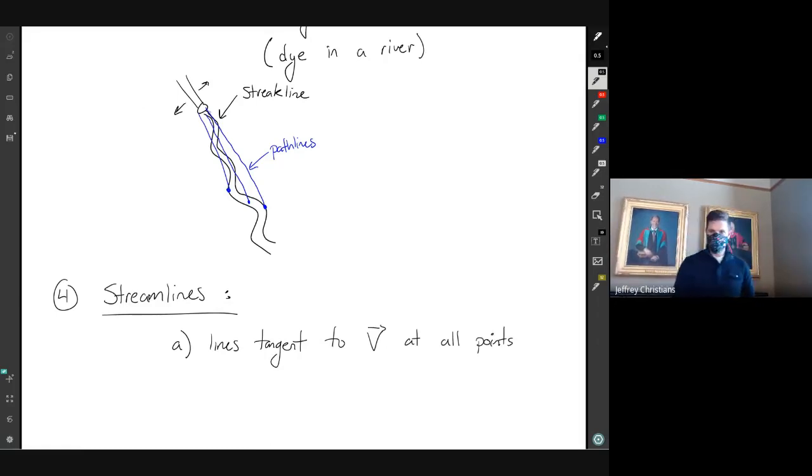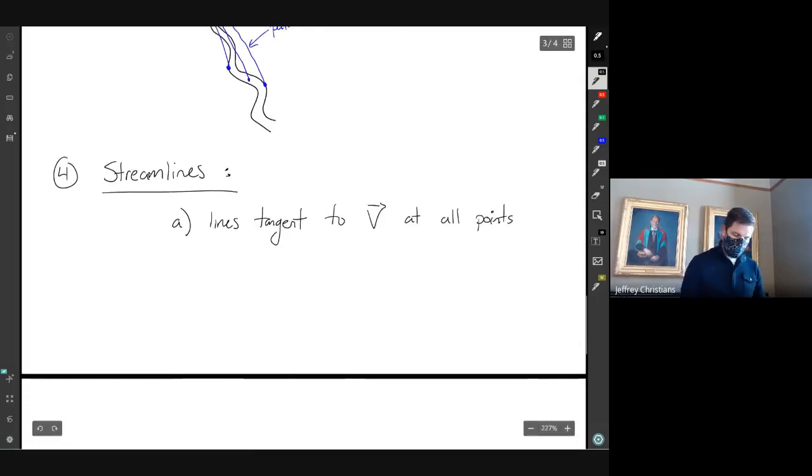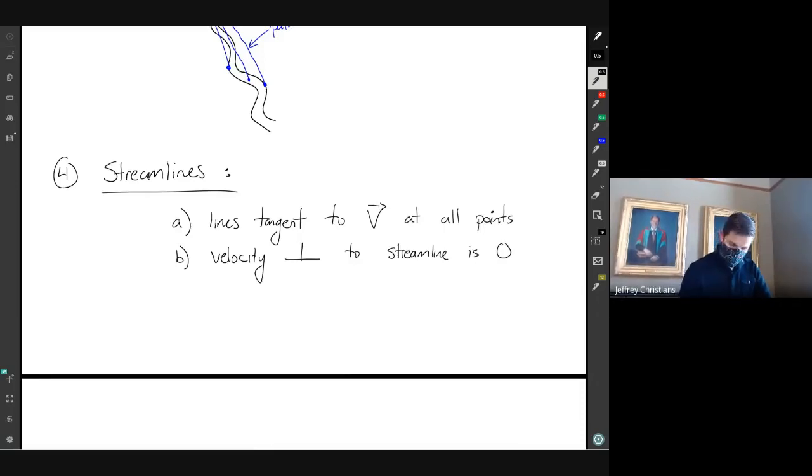Okay. Another way of saying that same thing is the velocity perpendicular to a streamline is 0, exactly 0, which is another way of saying there is no flow across a streamline. And we'll start to put some more math and we'll come back to this again.